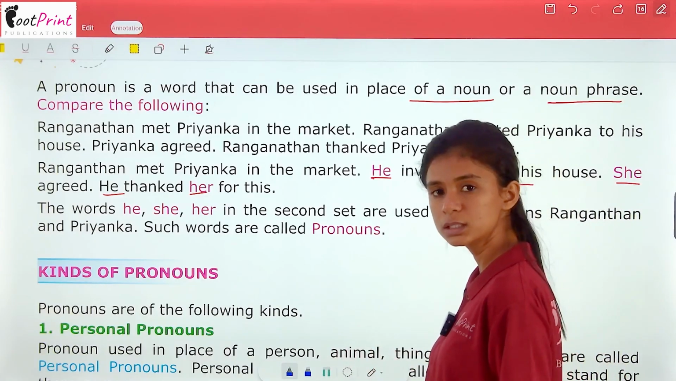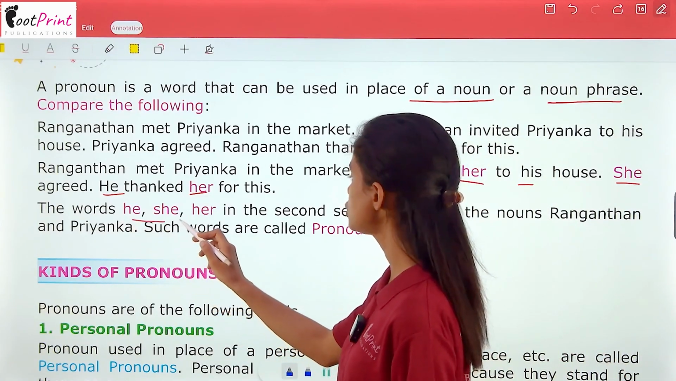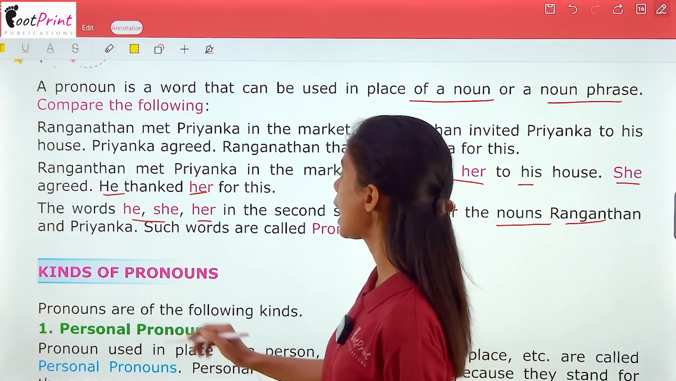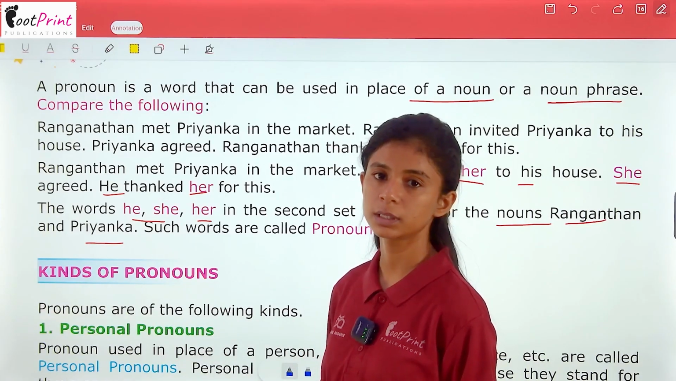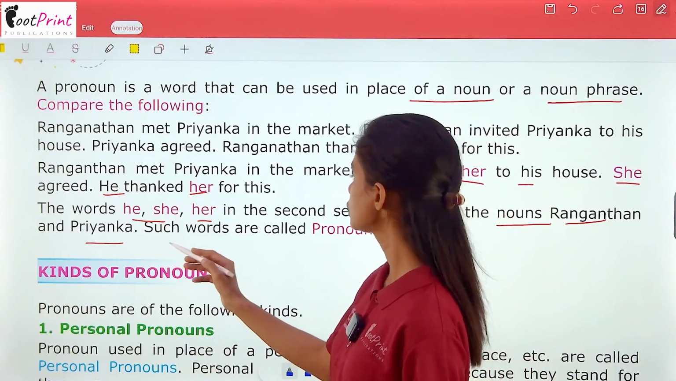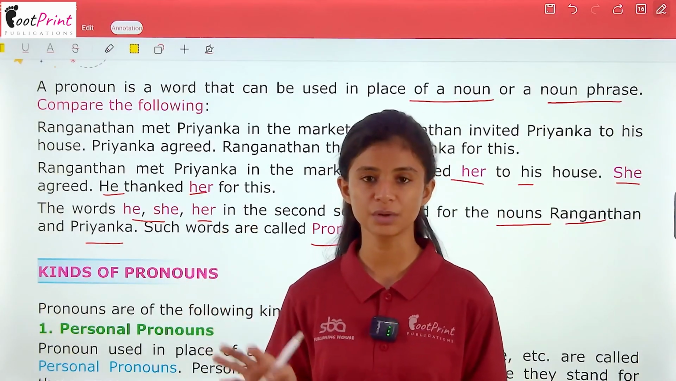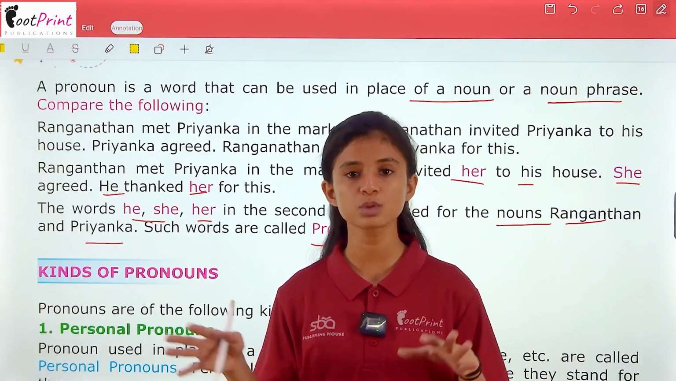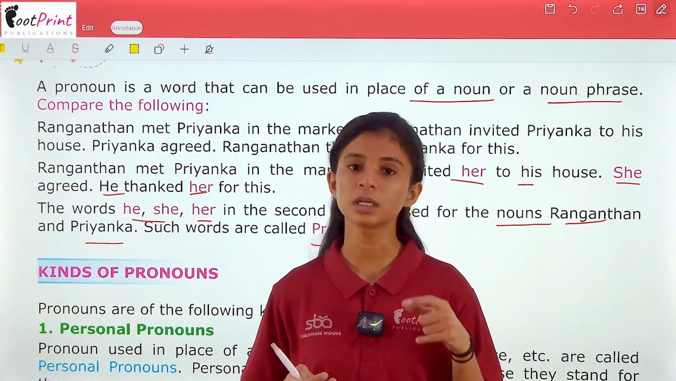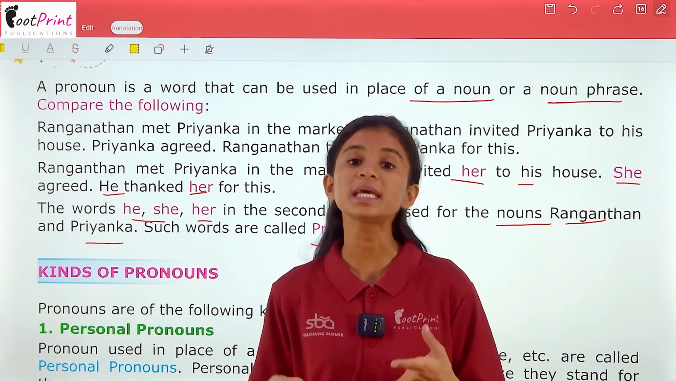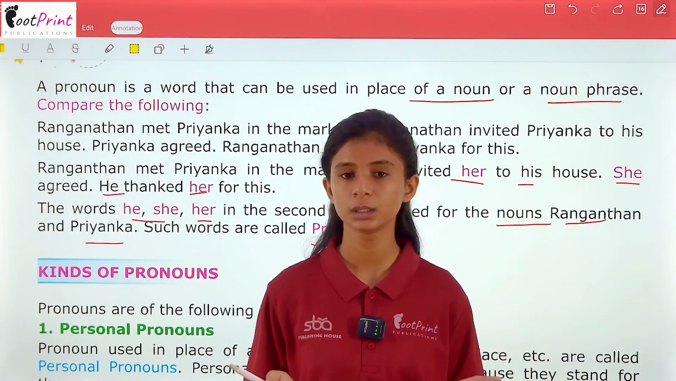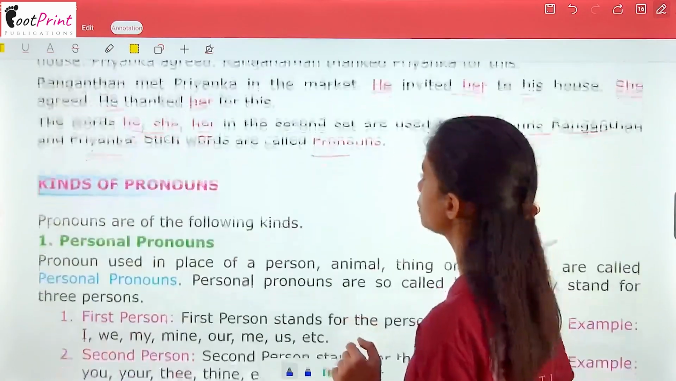So, what are the differences? The words he, she, her in the second set are used for the nouns Ranganathan and Priyanka. So, like the example I gave you, an example is given in your book. Such words are called pronouns. In the first paragraph, we are continuously using the names of the people, Ranganathan and Priyanka, and in the second set, we are using the names only in the first sentence. Then we have replaced their names with pronouns like he, she, his and her. So these are the examples of pronouns.